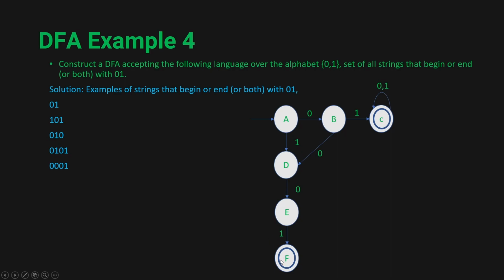Are you in a final state? Yes. So this string is also accepted. A string that is ending with 0, 1. Okay. Now next, what happens in D if we get input 1? So if we get input 1, we are still staying in state D.